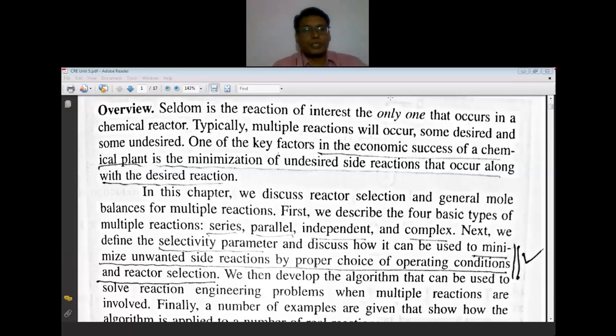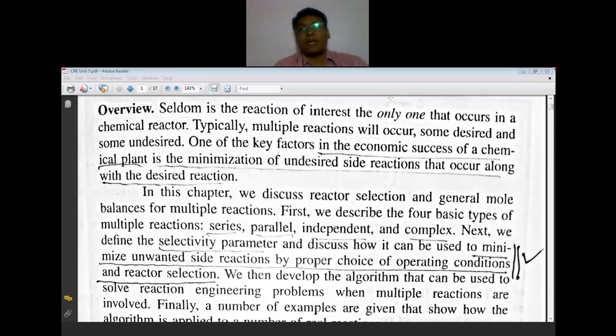So, dear students, I welcome you for understanding chemical reactor designing, in which today we are going to talk about multiple reactions. When we consider multiple reactions, different types of chemical reactions take place: consecutive reactions, series reactions, parallel reactions, complex reactions. All these reactions are being carried out in a reactor system.